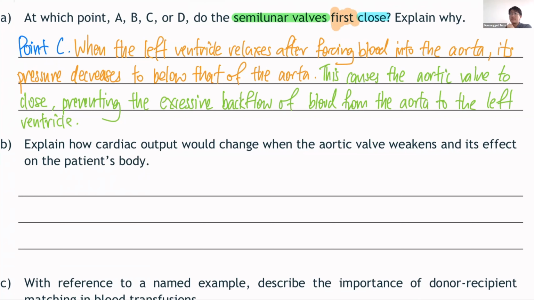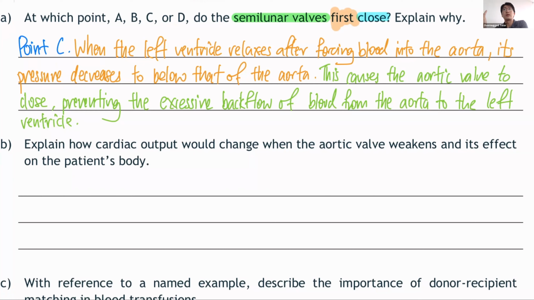Okay. Anything you want to clarify further? Awesome, thank you. So let's move on. Part B, we're looking at how cardiac output changes if the aortic valve weakens. So we are riding on the previous part of the question about what the aortic valve does. So if the aortic valve weakens, this will not be as effective anymore, isn't it? Then how does it affect cardiac output?